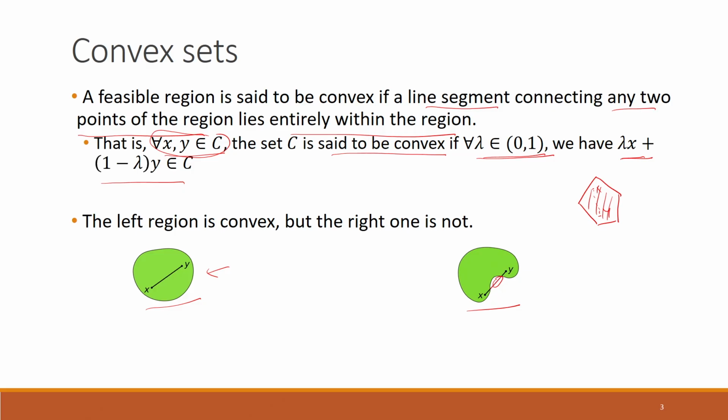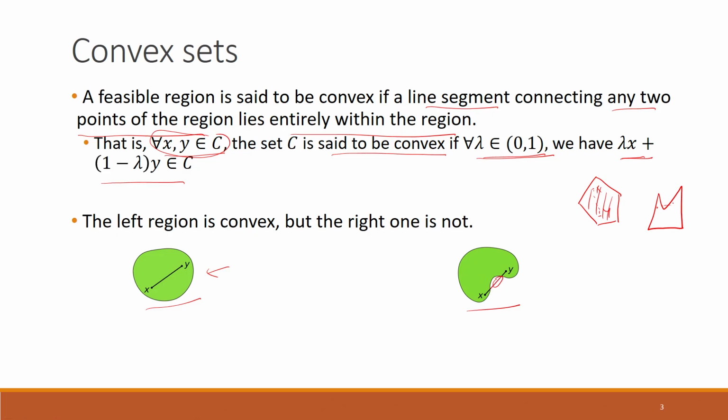Another example of a region which may not be convex is something like this, suppose. Now here again you can find 2 points, and when you join them by a line segment, there will be some portions on this line segment which are not lying in this region.